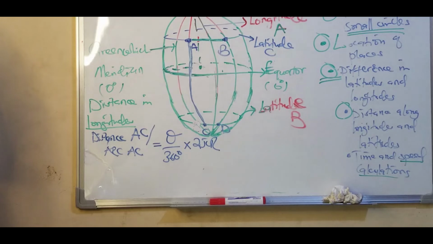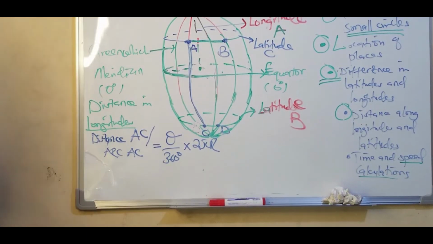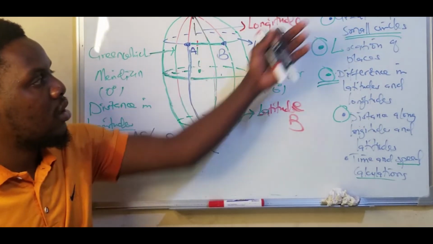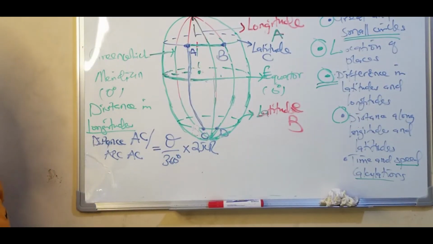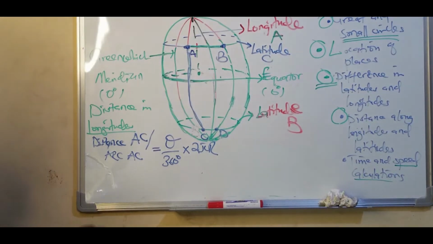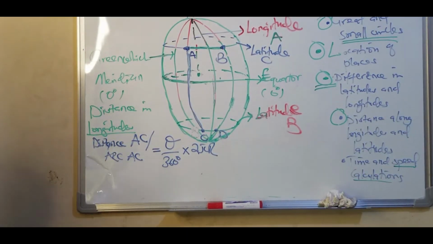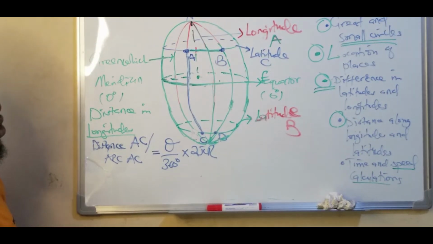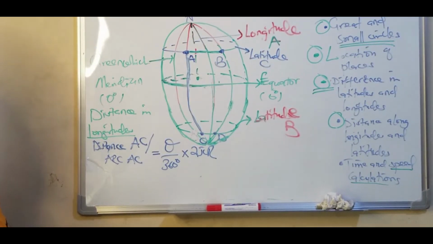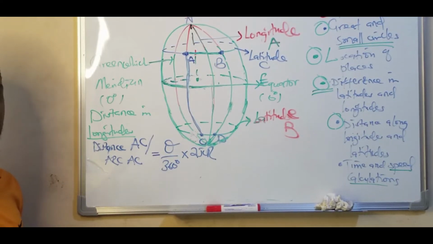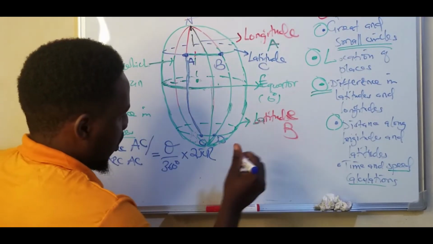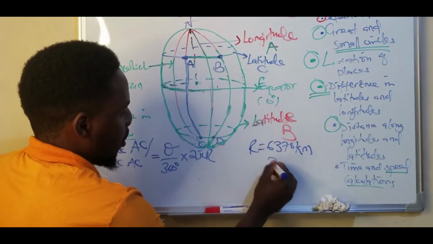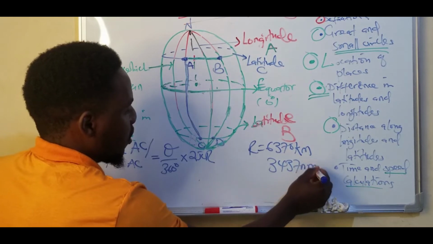Now remember, before I started talking about this, I said we're going to go back to the great circle and small circle, which was our second thing that we talked about in this video. So remember, when I was talking about the great and small circles, I said all longitudes are great circles, and I said all great circles have got the radius of r is equal to 6,370 kilometers, or 3,437 nautical miles.